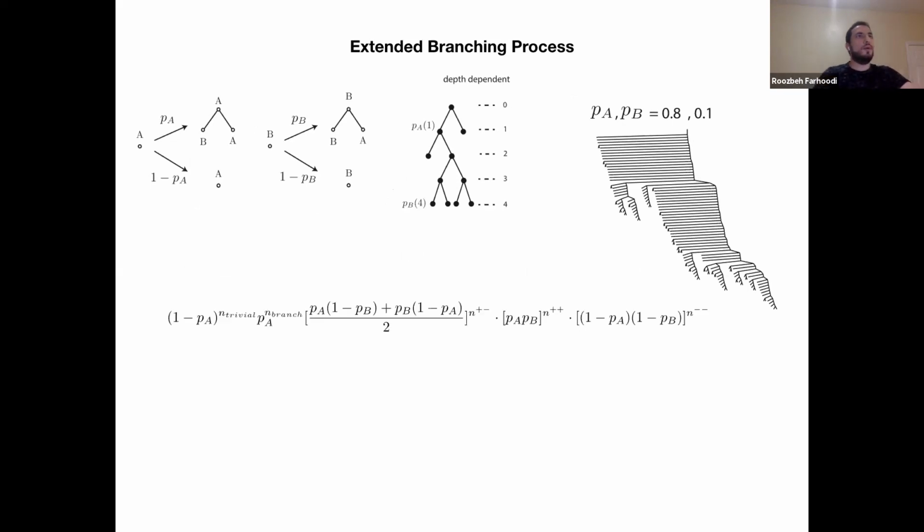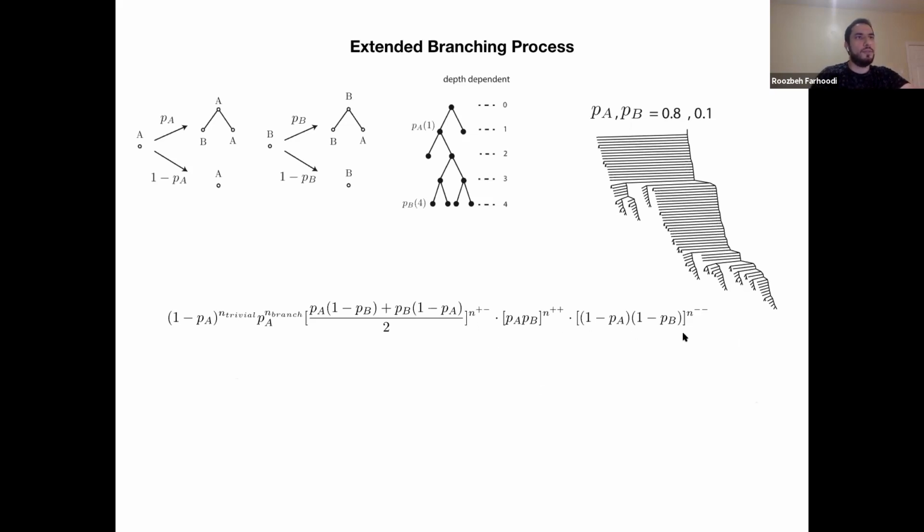Okay, great. So after we wrote this model, it's easy to generate samples. But one hard problem that we had was, given this model, how can we calculate the likelihood of each tree? Like given this tree, for example, and PA and PB, what is the likelihood of seeing it? After a bunch of trial and error, we found the formula in this case. And if you look closely at this formula, you see that there are a few more parameters.